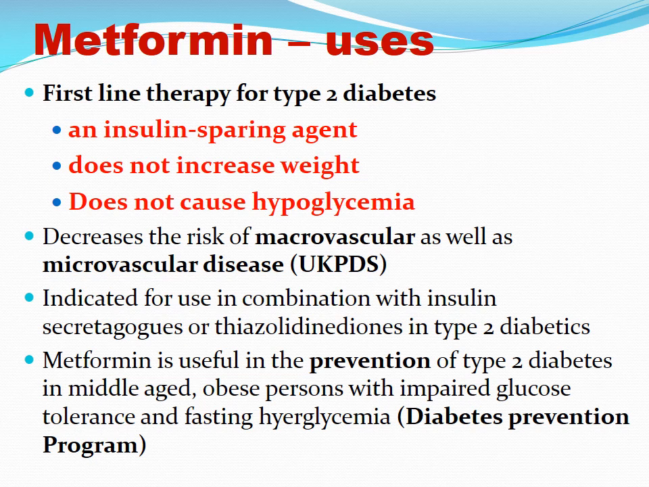Several studies reported that metformin was able to prevent the development of type 2 diabetes in middle-aged obese persons with impaired glucose tolerance and fasting hyperglycemia.